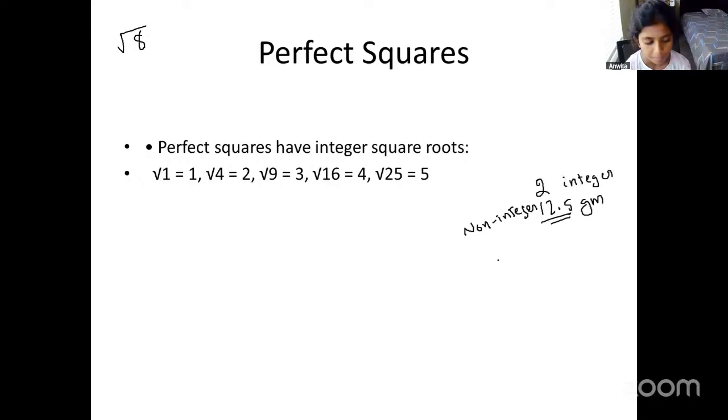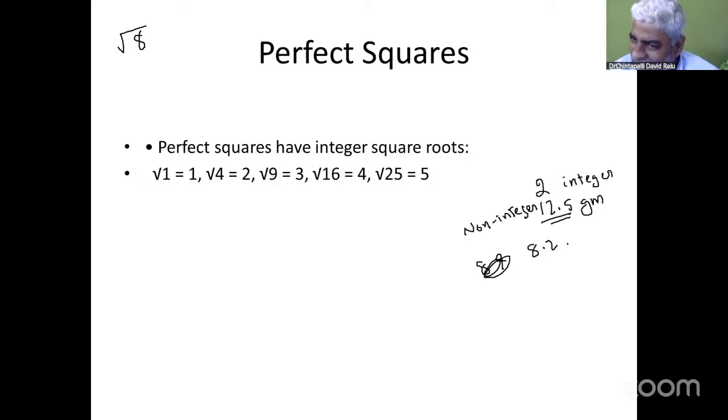Like 8.2, sir. Yeah, 8.2 is another example for non-integer. You can tell the non-integers in common fractions also. Tell one more example for non-integer. Like 5 by 9. Yeah, 5 by 9 is a non-integer, right?